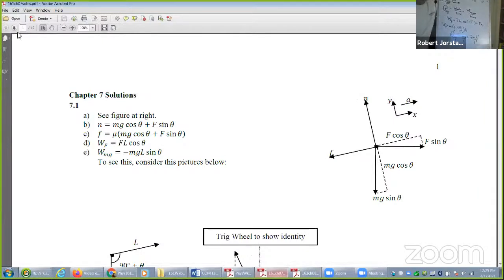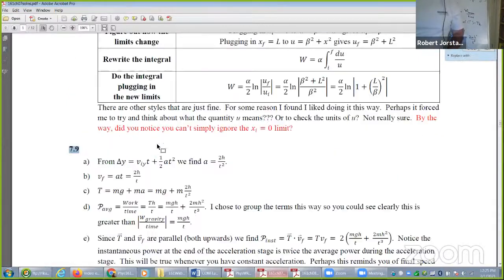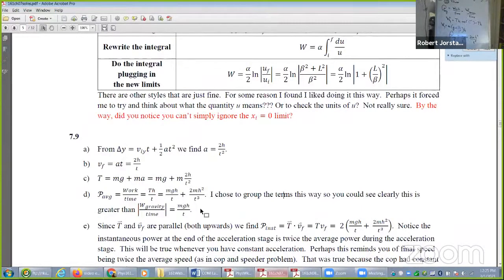Whoops. Let me just do this. Control F. What problem was this? 7.9. Yeah. And so, all right. It looks like I wanted you to actually account for the work done by the tension. So there we go. That seems reasonable to me. So that first answer was approximate because it ignores this part. And that could be non-negligible. Again, it depends on the time and things and the heights, etc.